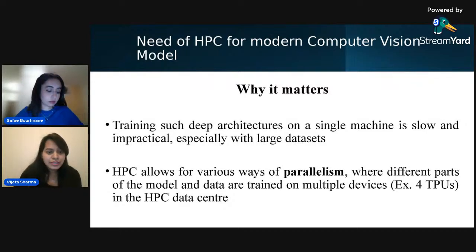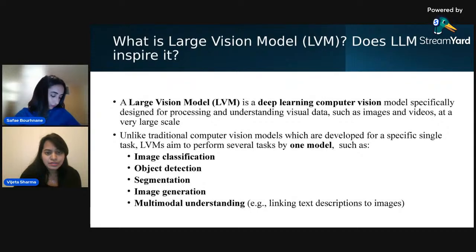We will see how these large vision models, which have the latest technology and latest architecture, for example transformers, can be parallelized for training. So first, we will understand what exactly a large vision model is.